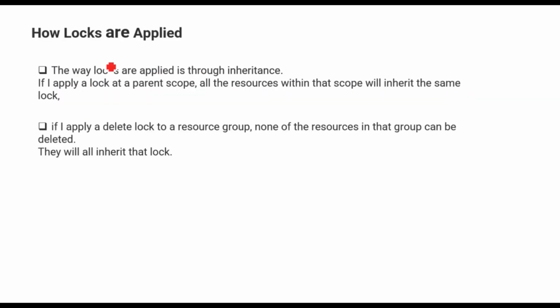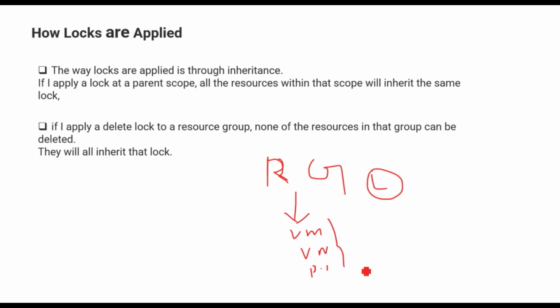Now let us check how Azure locks are applied. It is applied in the form of inheritance. If we apply a lock to a resource group, which I'm typing as RG, we have applied the lock to this particular resource group. So all the resources in this resource group, like a VM, a virtual network, a public IP, the lock is applied to all these resources.